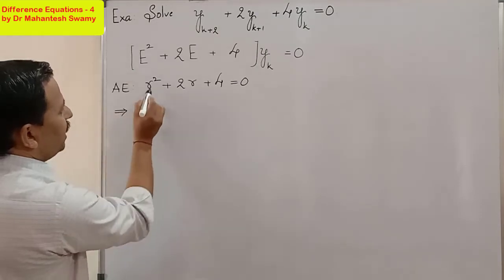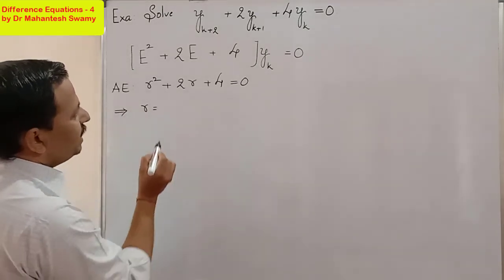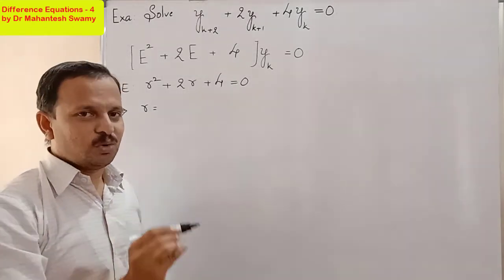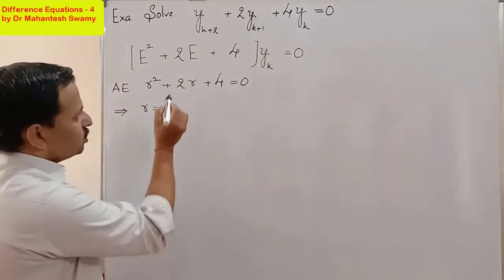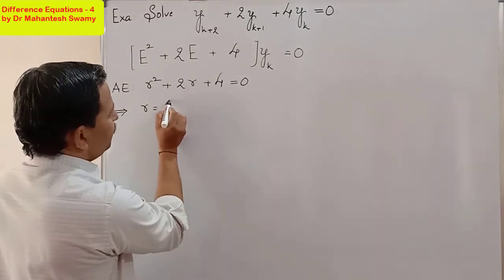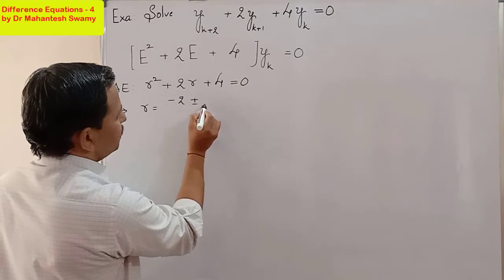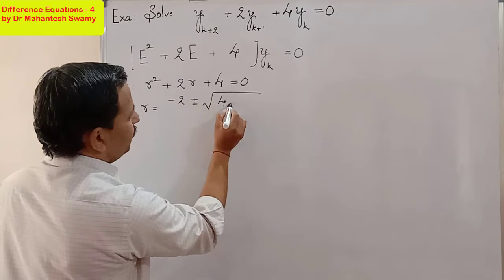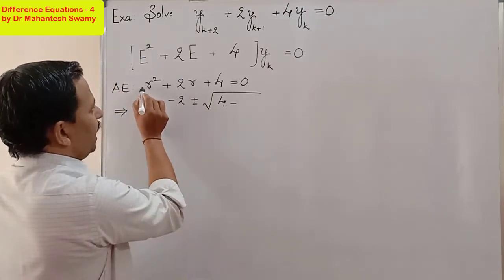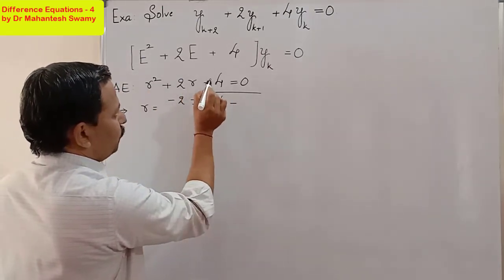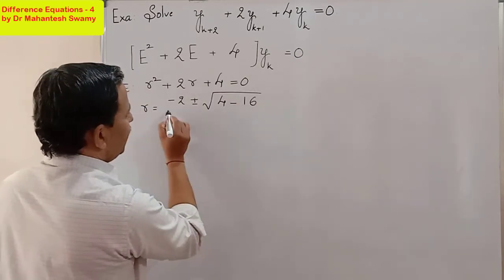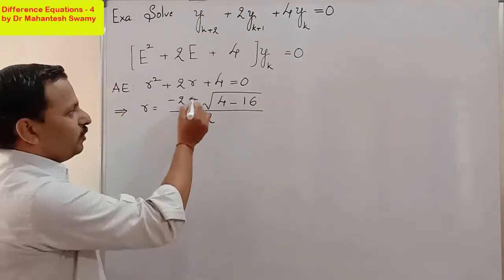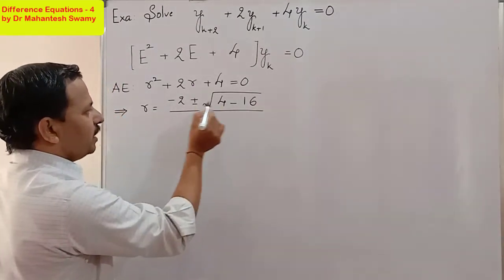So r equals minus b plus or minus square root of b squared minus 4ac, divided by 2a. That formula we are going to use. So here minus b is minus 2, plus or minus square root of b squared, that is 2 squared is 4, minus 4 into a, which is 1, into c, which is 4. 4 into 4 is 16, divided by 2a, where a is 1, so 2 into 1 is 2. So by using the formula we get r equal to this much.